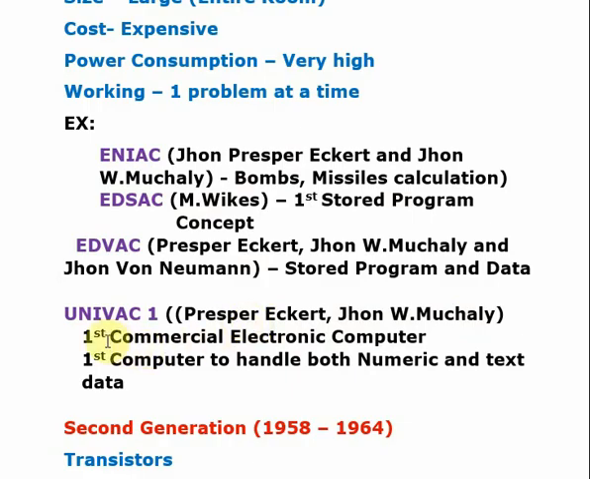Then this, we need to remember, is a commercial electronic computer. Commercial means what? We can buy it, it is available to buy, so we call it commercial. So it's the first commercial electronic computer and the first computer to handle both numeric and text data. Not only numbers, here text also can be used.